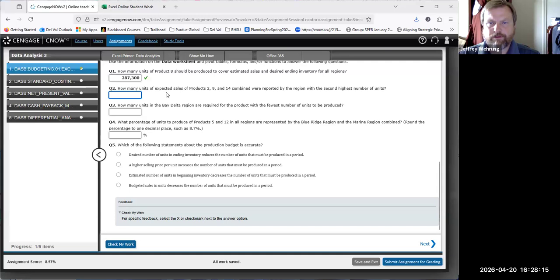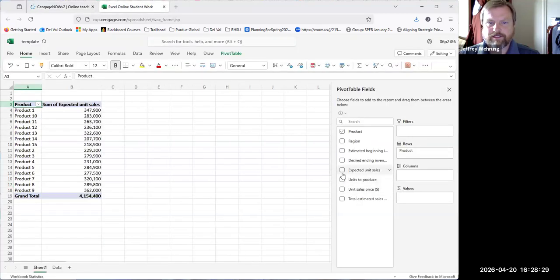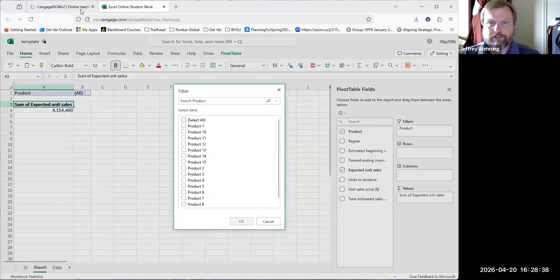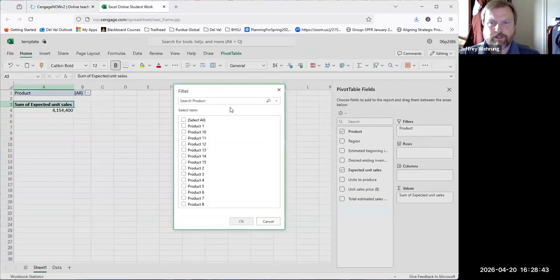Now, question 2, how many units of expected sales of products 2, 9, 14 combined were reported by the region with the second highest number of units? Okay, so we want the units of expected sales. That's going to be our value. And we are actually filtering this one. We definitely want to filter our products because we are just looking at three products. Yours are probably different than mine. I'm doing 2, 9, and 14.